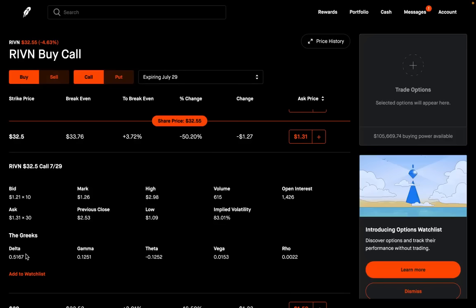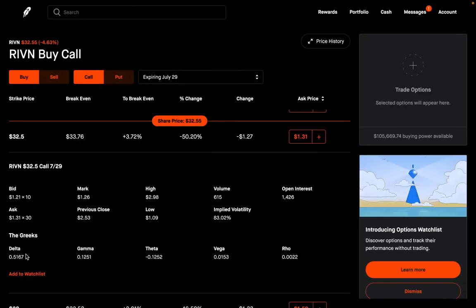So Delta here, as you can see, which is one of the Greeks, Delta measures how much an option's price can be expected to move for every $1 change in the price of the stock. Now, when it comes to calls, Delta is going to be a number between 0 and 1. When it comes to puts, Delta is going to be a number between -1 and 0, okay? And so let's take a look at an example and understand how this works, okay?